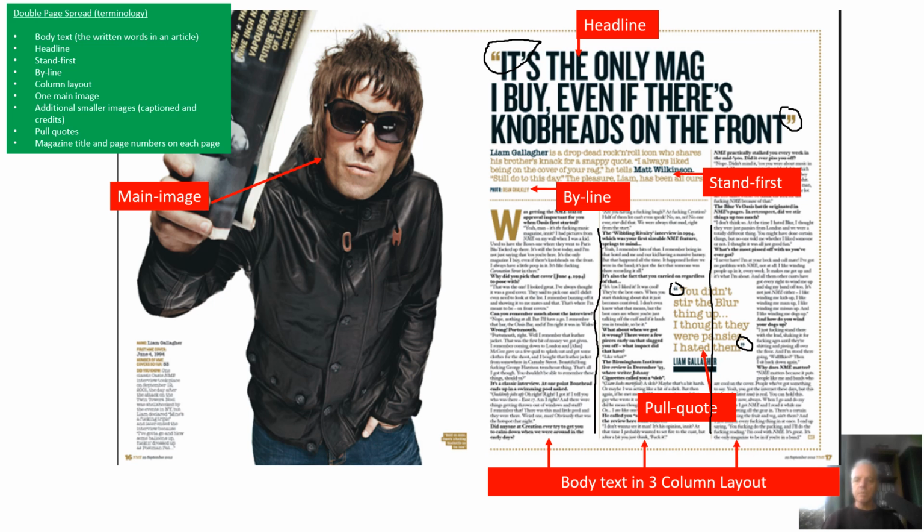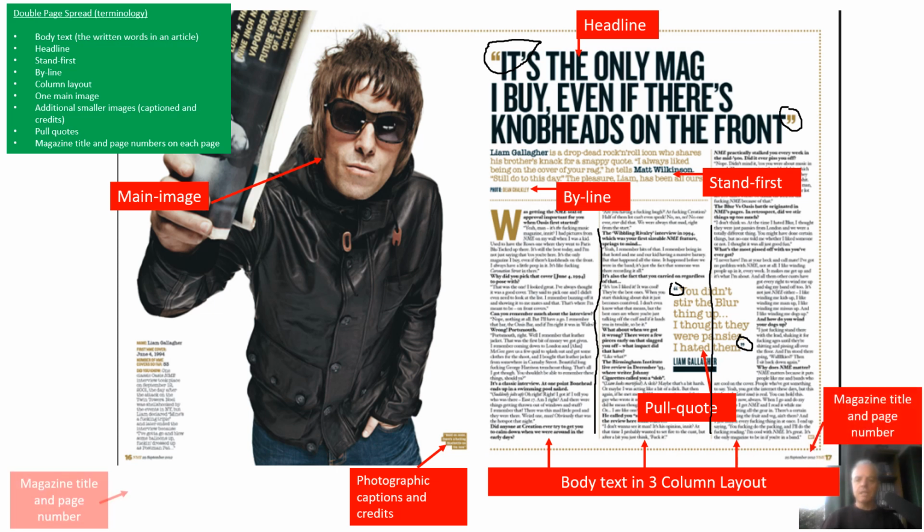with other examples. There's also a caption for the photograph. So where was the photograph taken? What's the context to it? What does it tell us about it? And also who took it as well. So you can have a byline for the photographer as well, and you need to have that. In addition to that, the magazine title and page number needs to be on both pages. That's one of the requirements for your work. So you have to identify those as well.